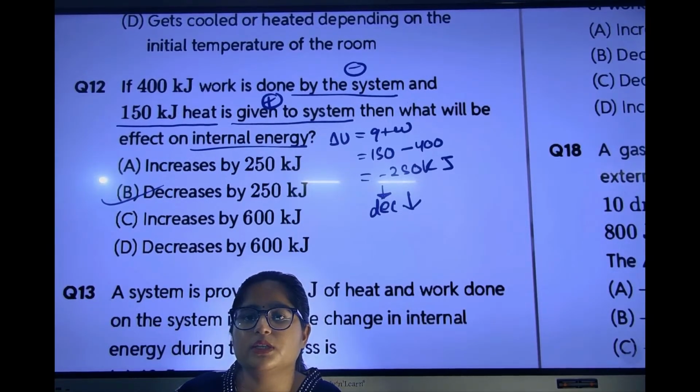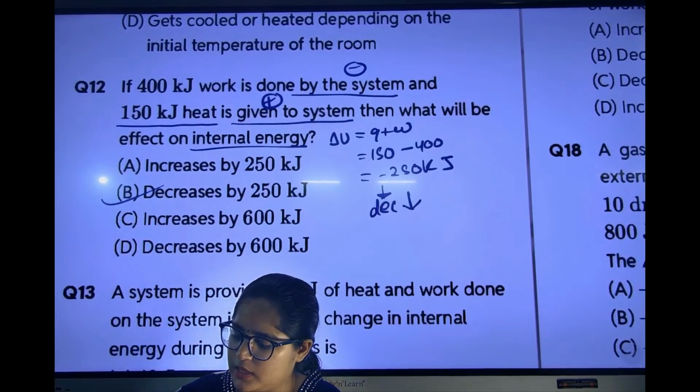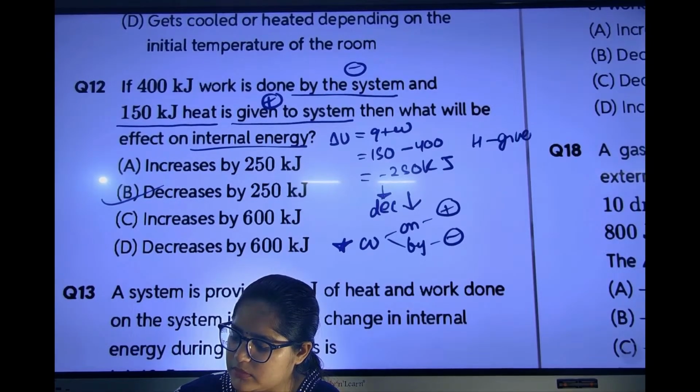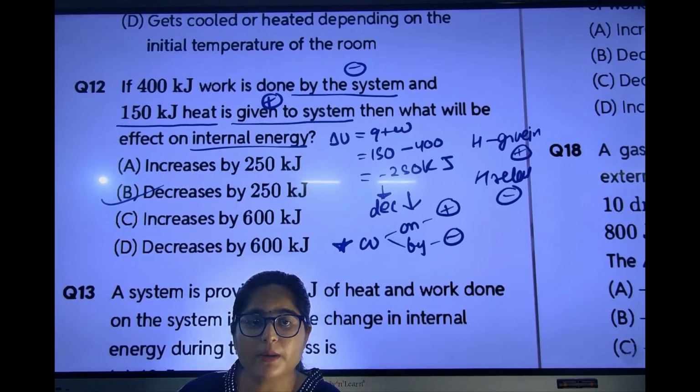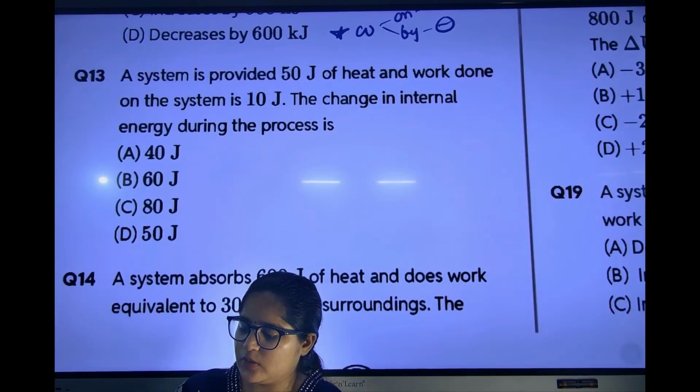Okay, so sign convention is very important. You can write it down as a star point. Work done on the system is positive, work done by the system is negative. Heat given to the system is positive, heat released is negative. Clear? Okay, let us solve question number 13.